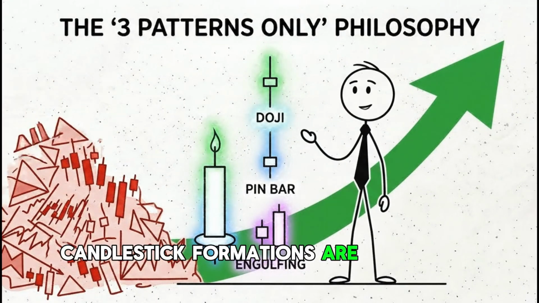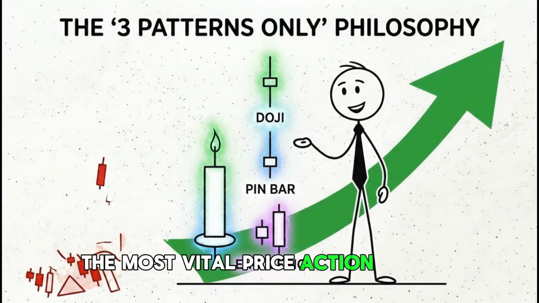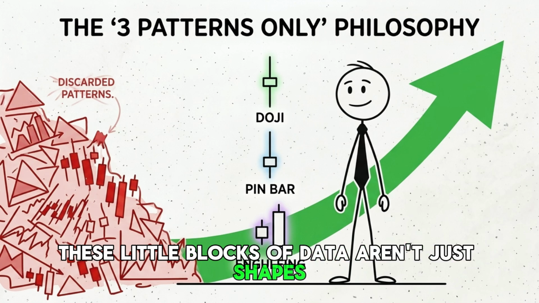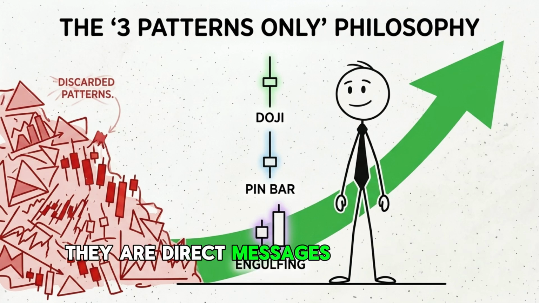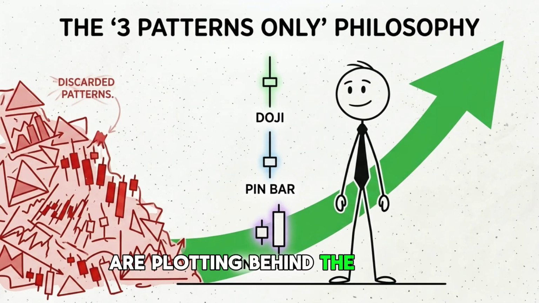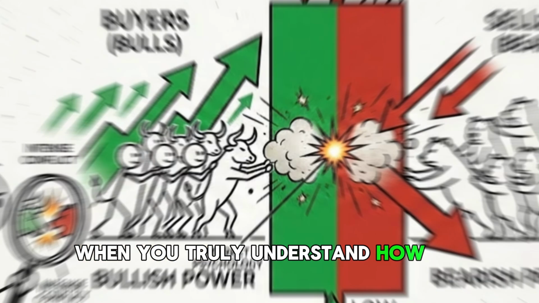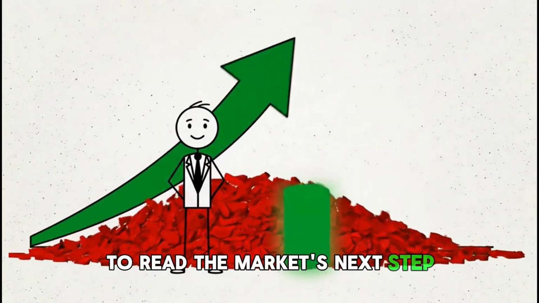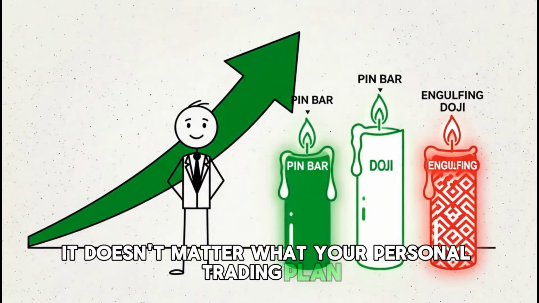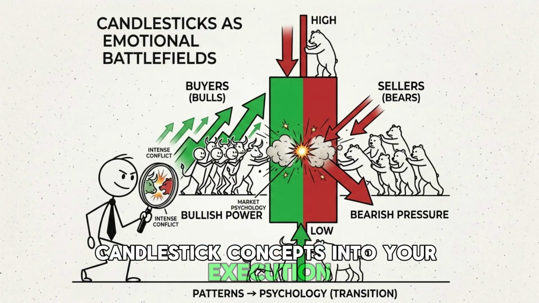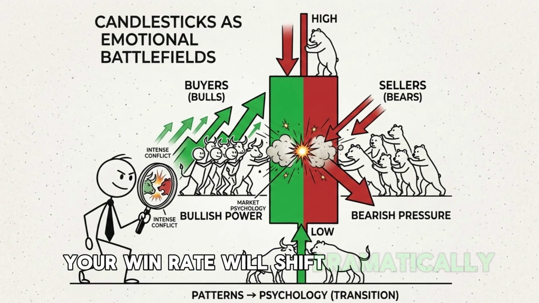Candlestick formations are, without a doubt, the most vital price action signals you will ever lay eyes on. These little blocks of data aren't just shapes, they are direct messages. They tell an unfolding story of exactly what supply and demand are plotting behind the scenes. When you truly understand how to decode these patterns, you gain the uncanny ability to read the market's next step. It doesn't matter what your personal trading plan looks like. If you start weaving these baseline candlestick concepts into your execution, your win rate will shift dramatically.